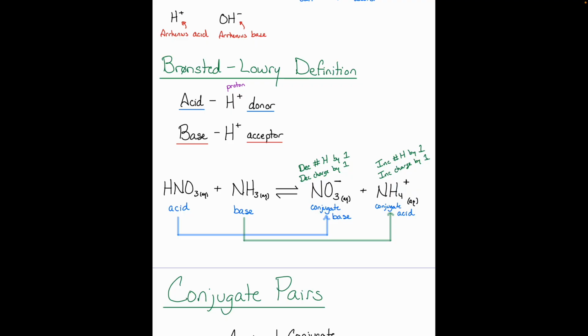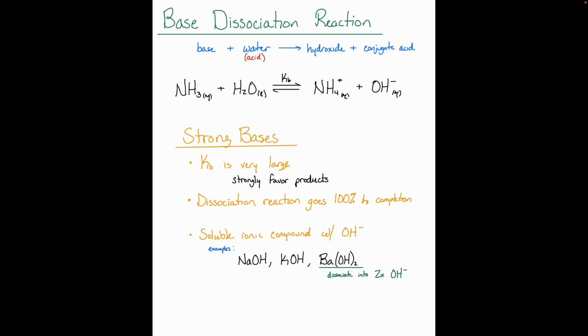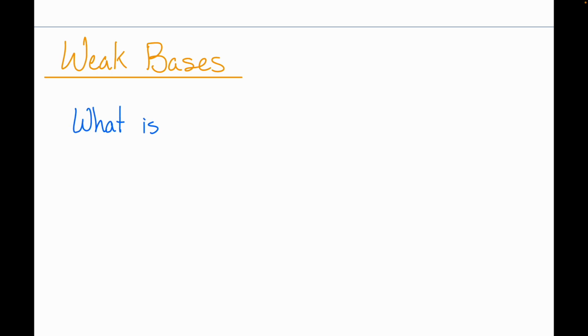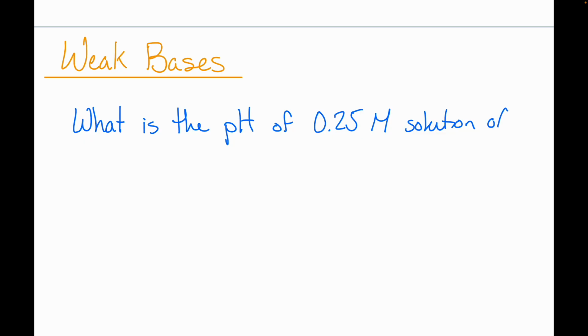Okay, so we had talked about this base dissociation reaction. So I'm just going to copy this chemical formula here. Okay, now we're talking about weak bases. Given what we discussed previously, I want you guys to see if you can answer the following question for me. What is the pH of a 0.25 molar solution of ammonia?